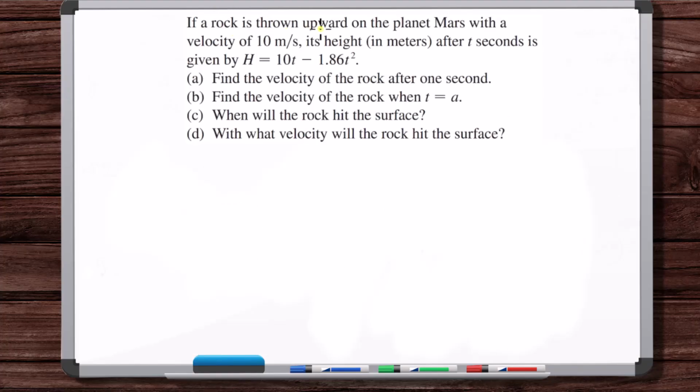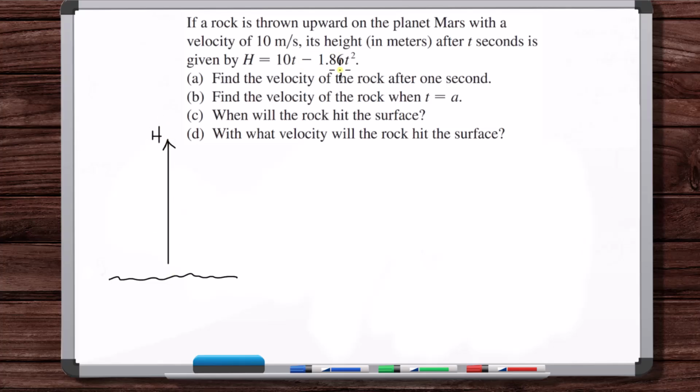If a rock is thrown upward on the planet Mars with a velocity of 10 meters per second, its height in meters after t seconds is given by this function here. Now let's first find the velocity of the rock after 1 second. You're on the planet Mars, on some surface location. You've got this rock that's just thrown straight up. It's going to follow this vertical path, this vertical line with coordinate h. At any time t, what's output is the coordinate location of the rock along this line.